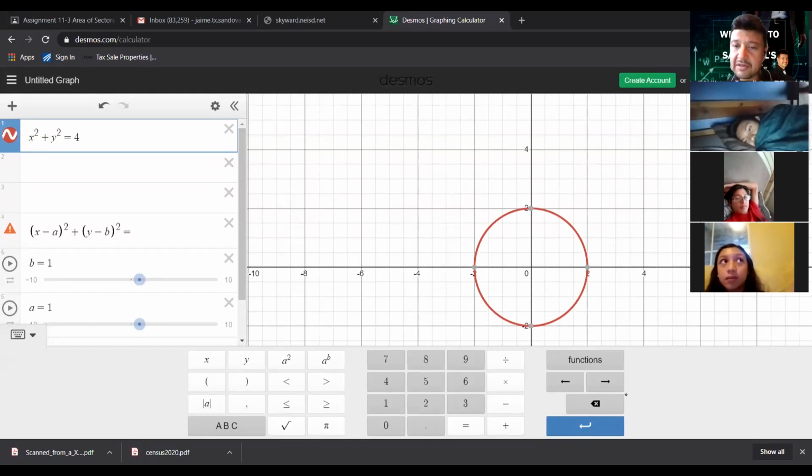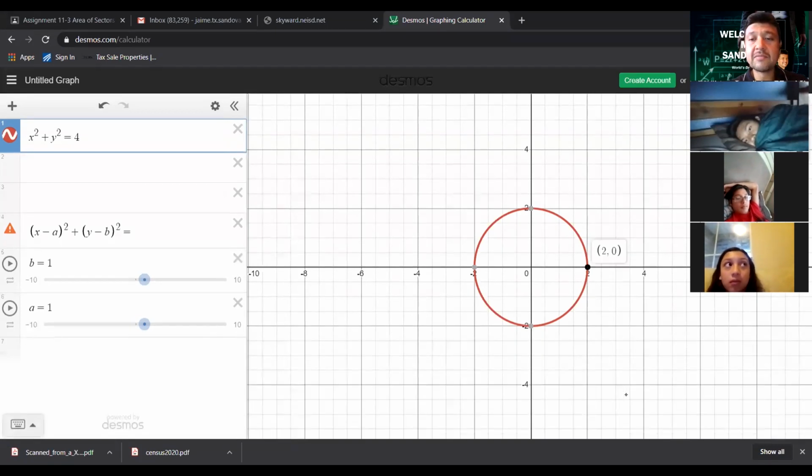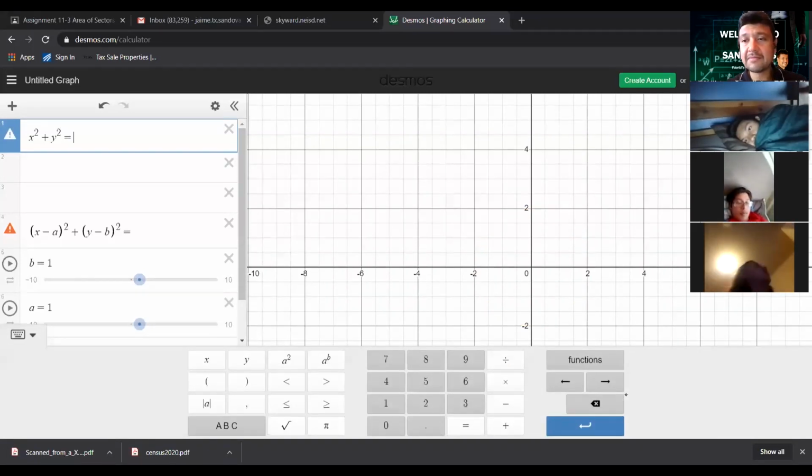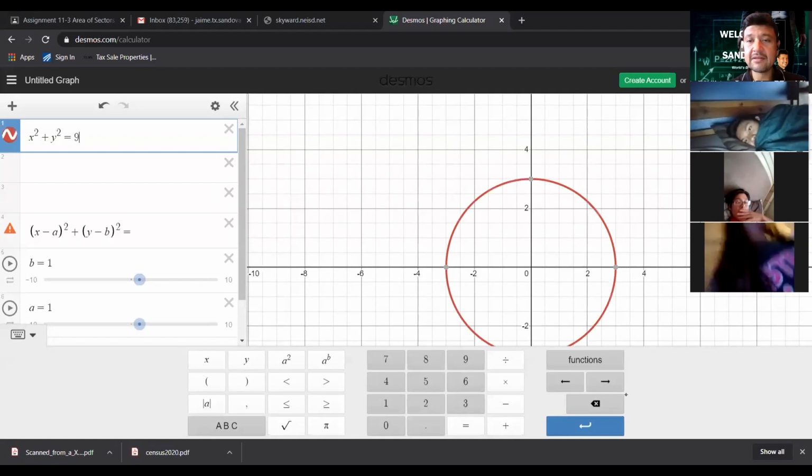Remember that this was squared? So guess what the radius is? 2. So in this case, the radius is 2. All right. Max, give me another perfect square. 9. So guess what the radius is? 3. 3, right? Okay, good.